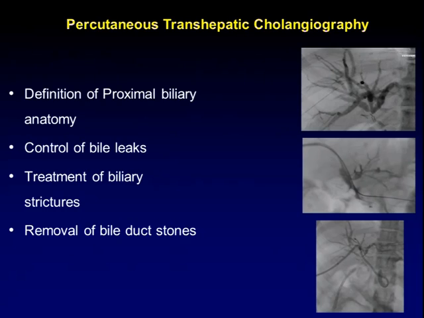And again, here you can see another example of a PTC with a bile duct injury of a dilated bile duct with a trifurcation, a transhepatic wire being placed across, and then a transhepatic biliary stent in order to define the proximal anatomy so you can plan your repair.